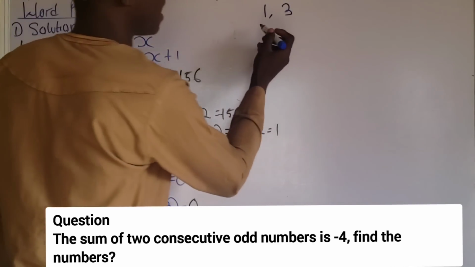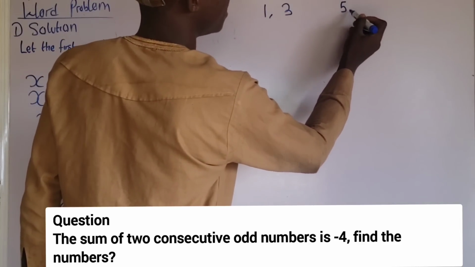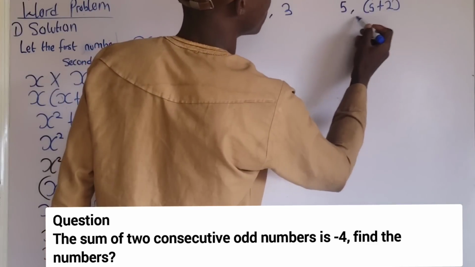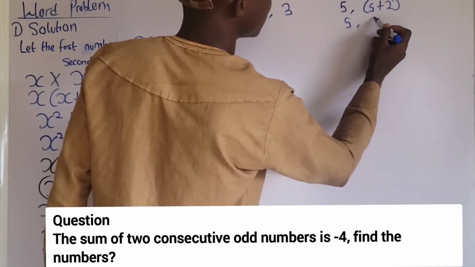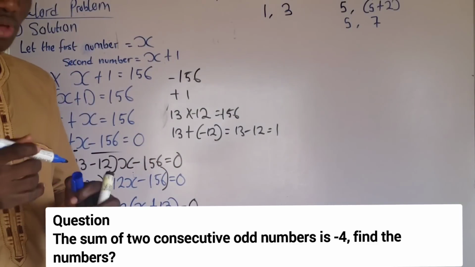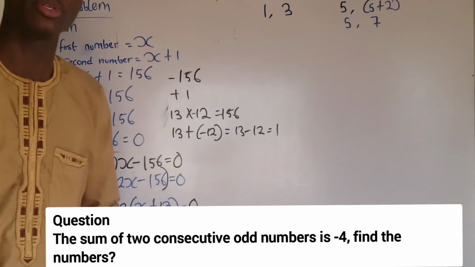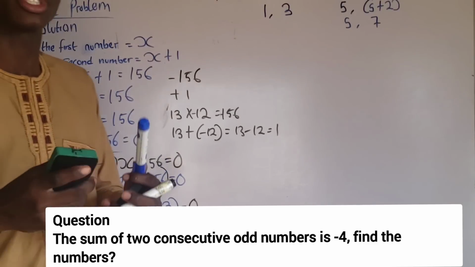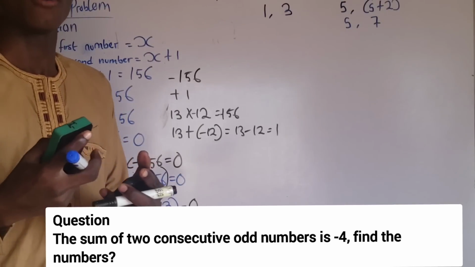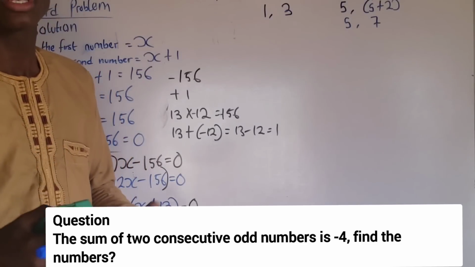So that means that, please pay attention. If the first number is 5, the second number will be what? 5 plus 2. That will be what? 7. 5 and 7. Are you paying attention? But now we don't know the number. You understand? We are asked to determine the number. I just cite this example so that you will know the difference between two consecutive odd numbers. When we talk about two consecutive odd numbers, these numbers differ by 2. You understand? Okay.